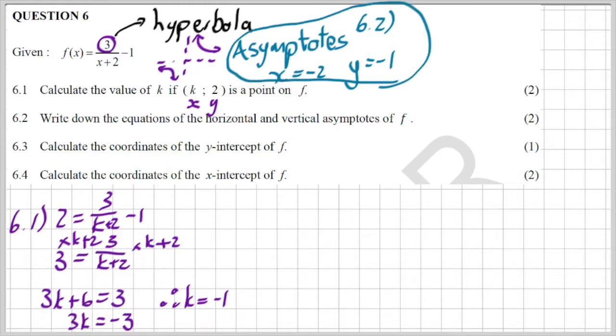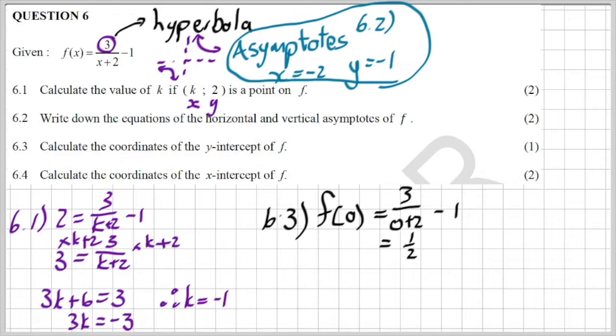Now 6.2, I've already answered. Write down the equations of the vertical and the horizontal asymptotes. Already got 2 marks in the bank. 6.3, calculate the coordinates of the y-intercept. So make x equal to 0, which means this is at a half. Next up, I'm going to look at 6.4, where it says the x-intercept, and then I make y 0.